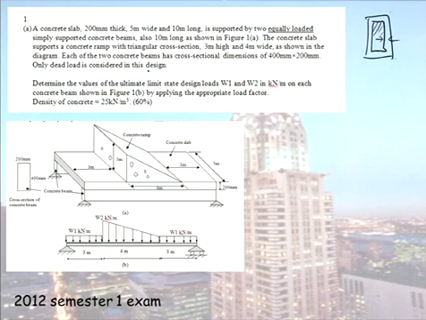Only dead load is considered, so they're not even asking you about the live load here. So all you have to do is determine the values of the ultimate limit state loads W1 and W2 on each beam. For ultimate limit state, all you have to remember to do, because it's dead load, is use your load factor of 1.2. So you just have to calculate those 2 loads.